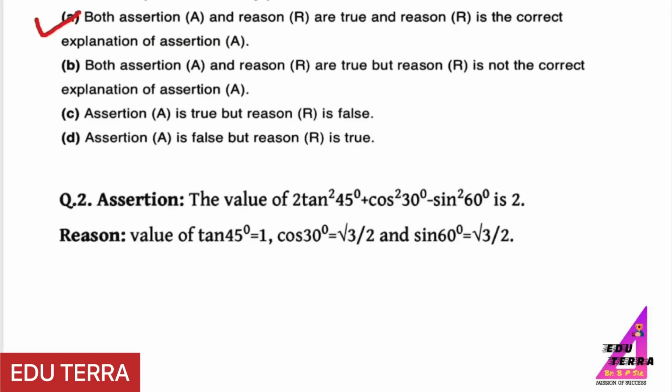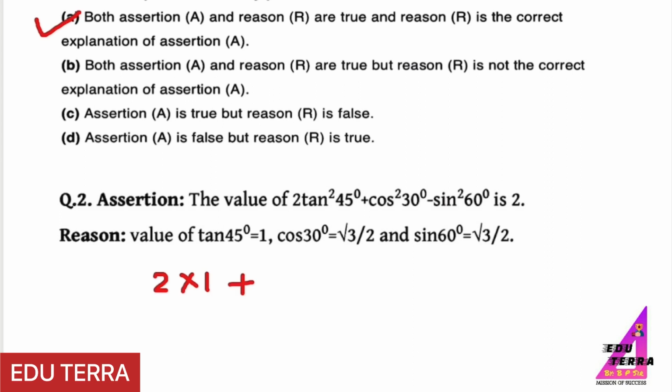Question number 2, assertion: the value of 2 tan square 45 plus cos square 30 degree minus sin square 60 degree is 2. Reason: value of tan 45 degree equals to 1, cos 30 degree equals to root 3 by 2 and sin 60 degree equals to root 3 by 2. So as in the given assertion, it is like a question. So first we will solve and see. When you will solve 2 tan square 45, in reason it is given tan 45 is 1. So square of 1 is 1. It means 2 into 1 plus cos square 30.